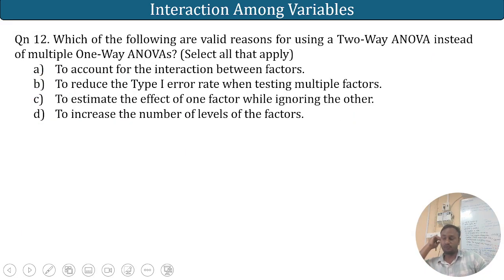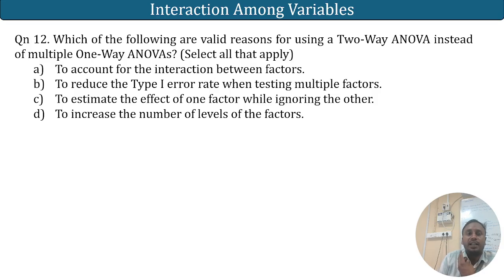We'll come to the last question for today. Which of the following are valid reasons for using two-way ANOVA instead of multiple one-way ANOVAs? Why? To account for the interaction between the factors, is it? Yes. Because the idea of two-way ANOVA came because the interaction effect comes into the picture. Then, to reduce the type 1 error rate when testing multiple factors. Yes.